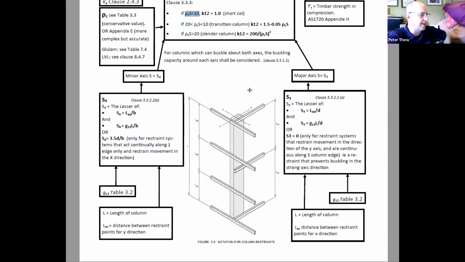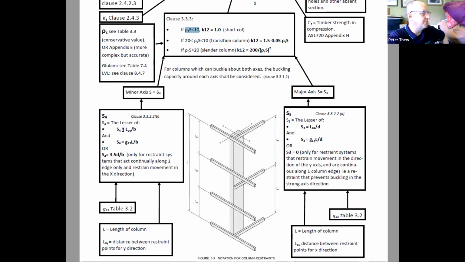Sometimes you can pick it by looking at it. For example, if the column is unrestrained over its height, it's only going to buckle in the weak axis, so you don't have to bother with this major axis stuff. Just go straight to this one. Okay? If it's fully restrained in the minor axis, then you don't have to bother with that. Just deal with the major axis. If it's like this diagram, it's weirdly done, you probably have to look at both. Yeah. Okay.